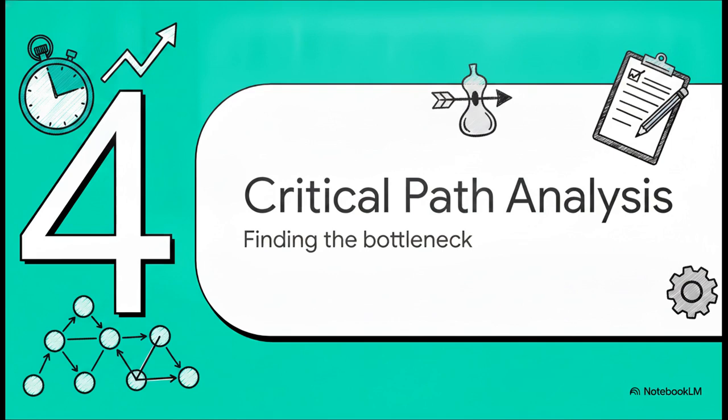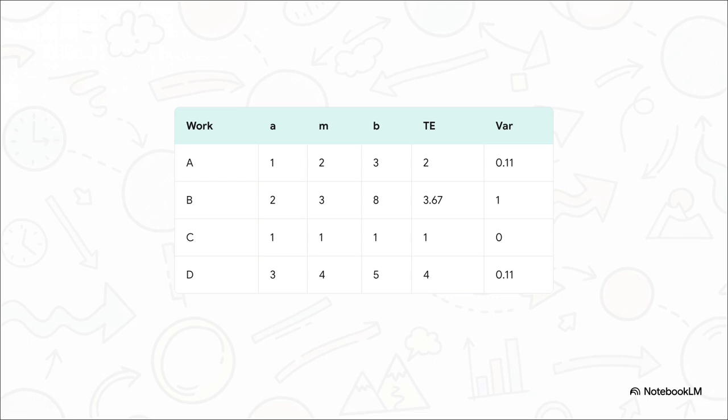Section 4, analyzing the critical path. Time to find the bottleneck. Let's look at a really straightforward 4-task project to see this in action. We have tasks A, B, C, and D. Tasks B and C depend on A, and task D depends on B and C both being finished. Notice how we plug our A, M, and B estimates right into those formulas we just learned. For task A, calculating 1 plus 4 times 2 plus 3, all divided by 6, gives us an expected time of exactly 2. We do this for every single task to get our baseline durations and variances. And hey, take a look at task C. Its best, worst, and most likely times are all exactly 1, so its variance is, mathematically, 0. There is absolutely 0 uncertainty there.